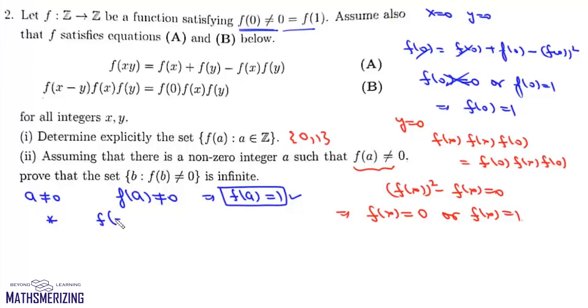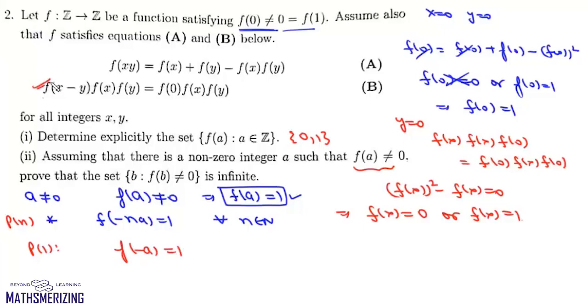We'll prove that f(-na) will be 1 for all n belonging to the natural numbers, and we'll prove this result using induction. So let the statement be Pn. Now first we'll prove P1 is true. If we put n as 1, we'll get f(-a) equals 1.